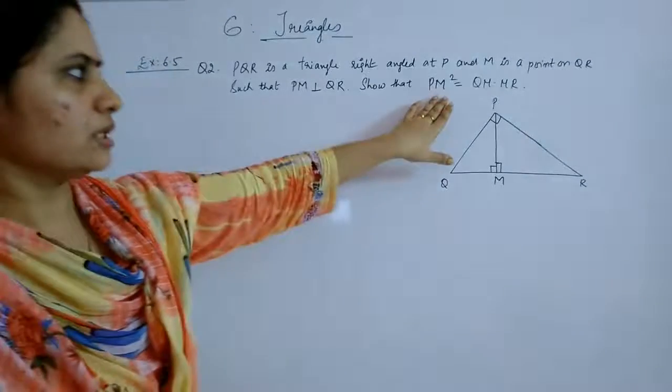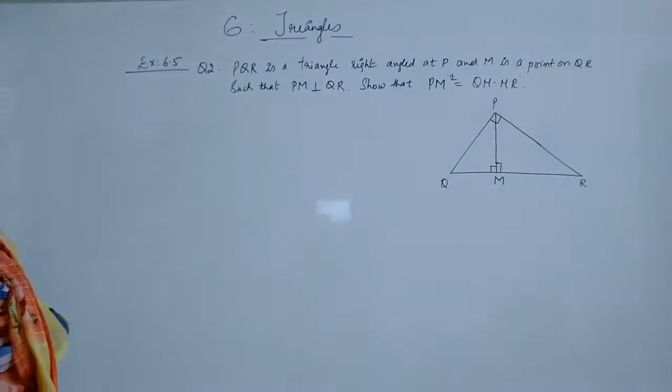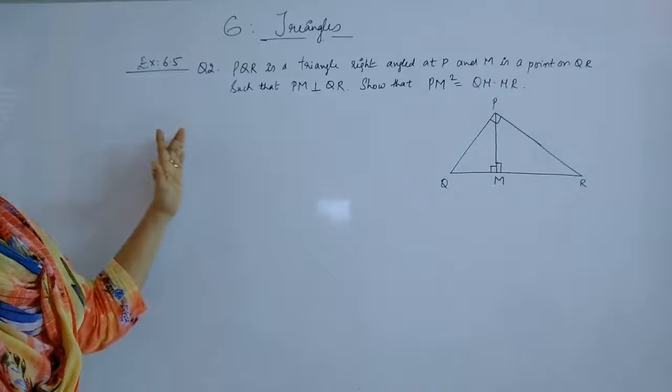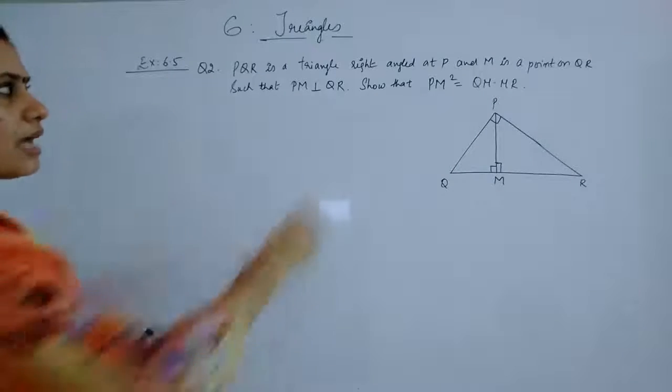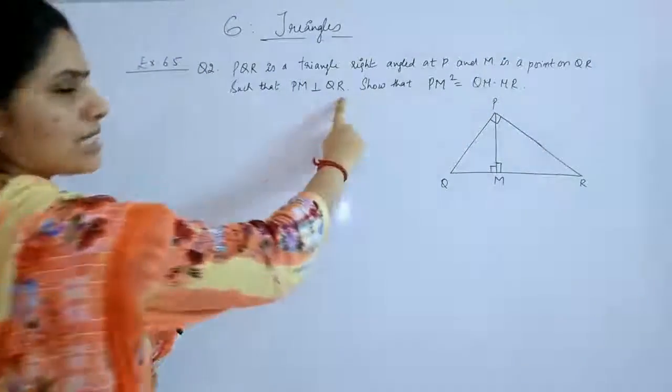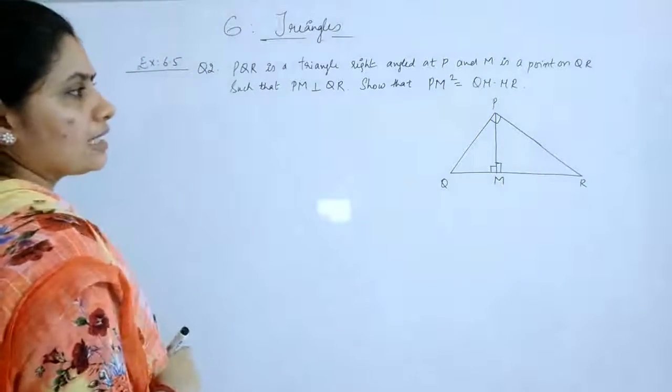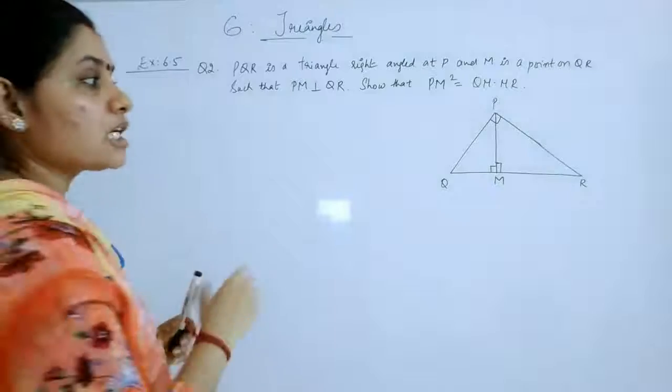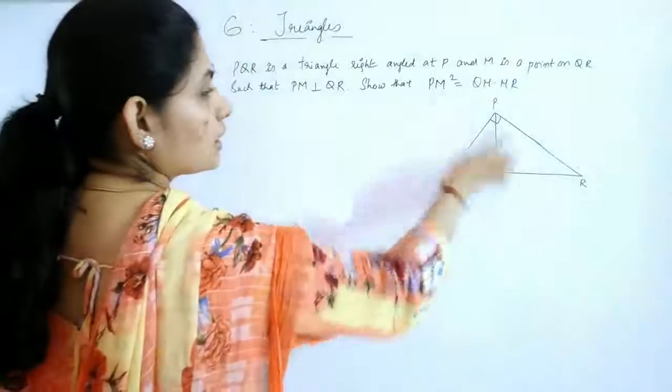Now in order to show this, the first thing which we will deal with is the theorem we have discussed. One theorem we have discussed, if we have these conditions to be satisfied, then we can say that the three triangles will be similar. Which are the three triangles similar here in this figure?